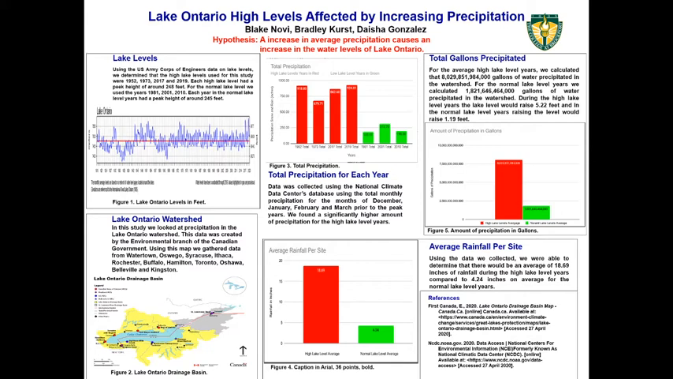So first we wanted to figure out what years were high lake levels and then what years we wanted to compare. To determine the high lake levels, we found the four highest peaks using the U.S. Army Corps of Engineers data on lake levels, and we determined that the high lake levels were around 248 feet. These 4 years we found were 1952, 1973, 2017, and 2019.